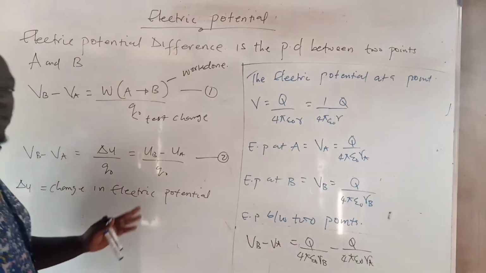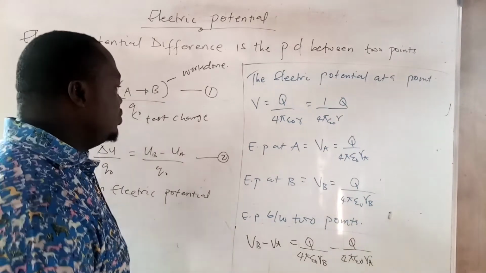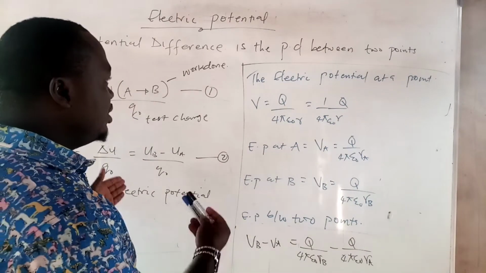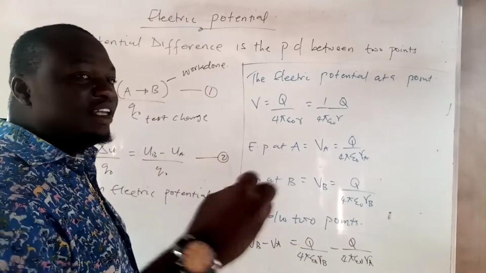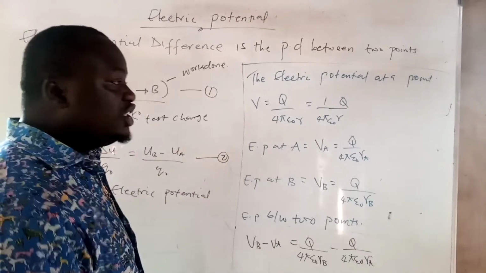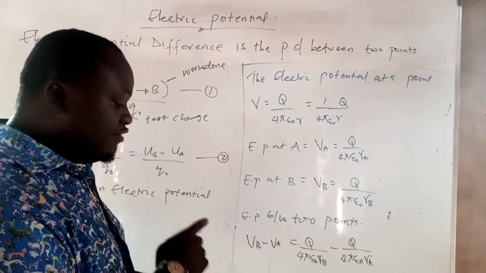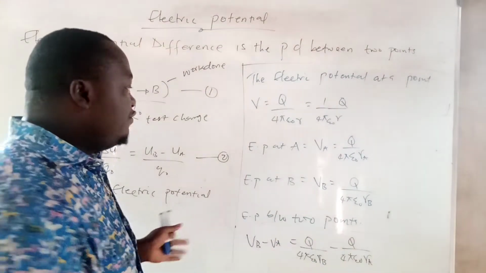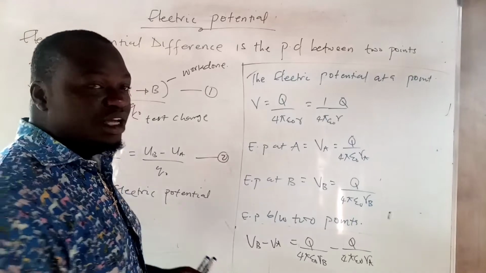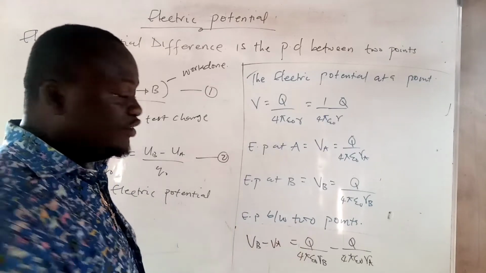The reason why I'm taking time to explain this formula is that during the course of this topic, I will be solving different calculations: electric potential from 1 point, electric potential from 2 points, electric potential from 3 points, charges. If you do not understand this simple thing I'm doing, you may find it difficult.